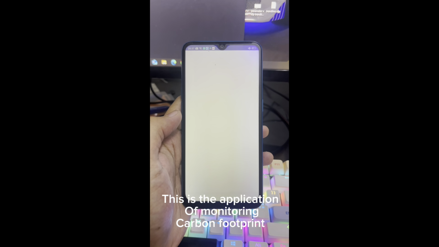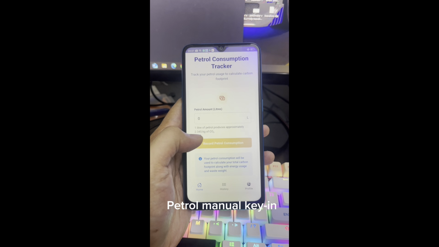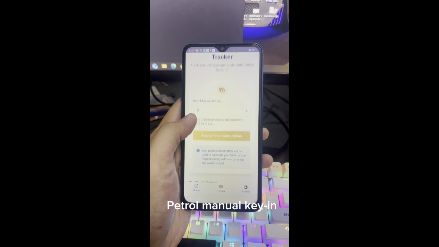In this application, the first user interface is the petrol manual key-in, for the user to manually key in the petrol data. Then this is the live monitoring, where the user can see the total carbon footprint production data. This is the kilowatt-hour energy data, and this is the waste data in kilograms for the recycle and non-recycle graph. Then we move to the petrol consumption data for the average consumption.